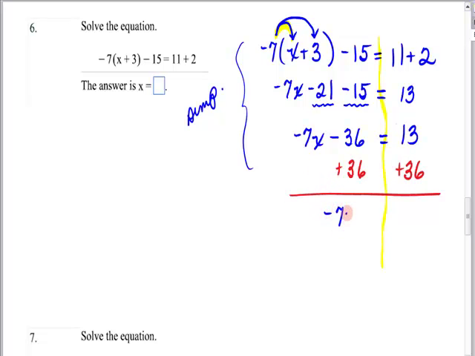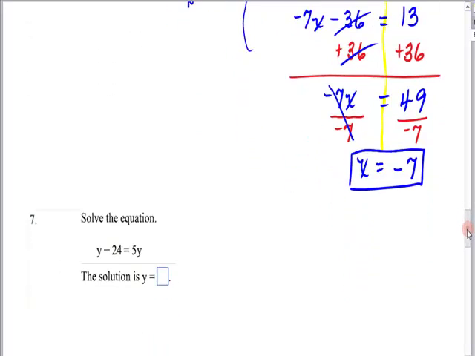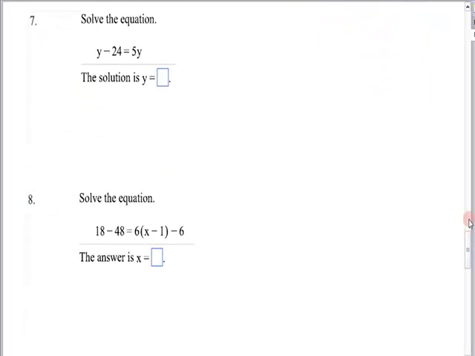That leaves you with a negative 7x is equal to 49. What do we call that negative 7 that's with the x? It's the coefficient. It's multiplied by x, so we're going to divide by it. That gives me x is equal to positive 49 divided by negative 7 is negative 7. Now that's about as complicated as our problems are going to get in this whole course. Let's look at number 7.